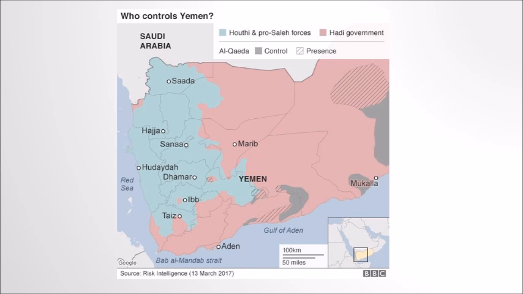And then this is a map of the conflict in Yemen right now. As you can see in the eastern portion in the blue, those are the areas that are currently being controlled by Houthi forces, while in the west and in the south, those are the areas that are being controlled by the Houthi government in red there. Of course, to further complicate things, the gray areas are the areas controlled by Al-Qaeda, while the areas with the lines are where Al-Qaeda is present, although they don't necessarily have control of those areas. So overall, that's just a picture of what is going on right now in Yemen.